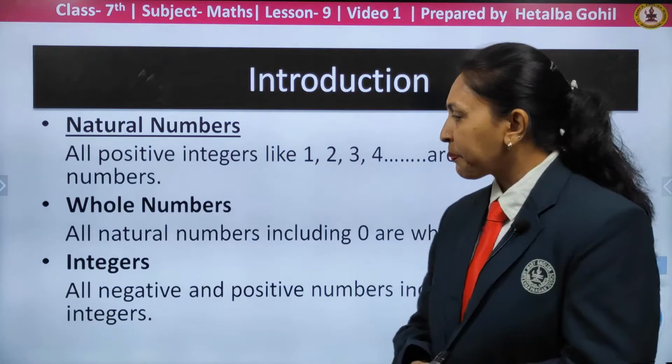For example, here you can see 4 by 5 and 3 by 8. I cannot compare these two because the denominators are different. Suppose it is 4 by 5 and 3 by 5. I can compare these two because the denominators are the same here. So for comparison, we necessarily need the denominators to be equal.